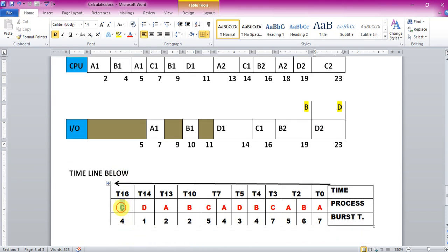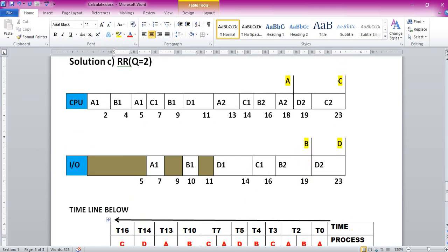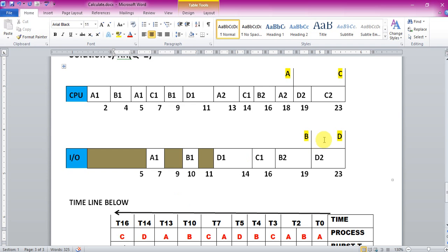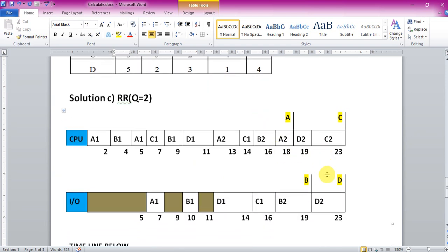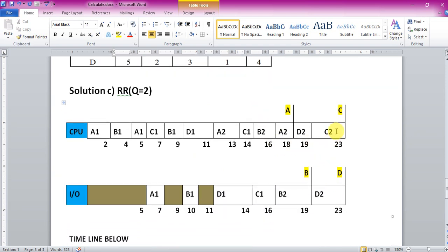The remaining last process, which is C, enters the CPU. It was scheduled at timeline 16. That's good. At timeline 19, the last required time is 4 units, meaning the second half. So from 19 to 23, C completes execution and leaves the system.